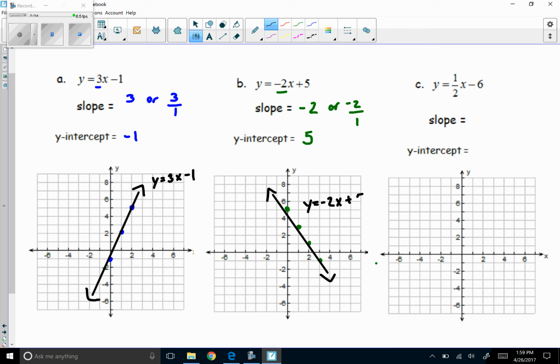And we label the equation always. We draw the arrows to show it's going in both directions. Slope is 1/2. Y-intercept -6. So I plot -6. Now I'm going to go up 1 over 2, up 1 over 2, up 1 over 2. And that's my line. And there you have it.